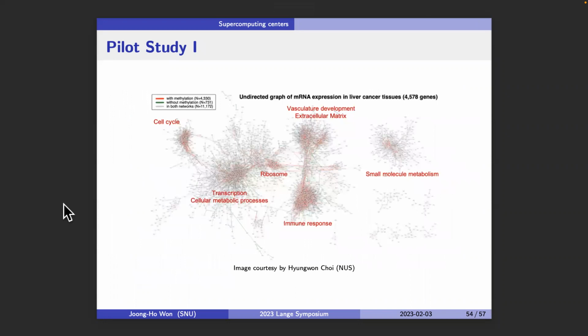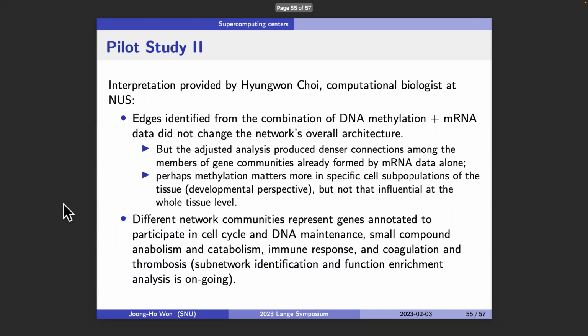So they look pretty much the same at a large scale. But the adjusted analysis, meaning adding this DNA methylation, produces slightly denser connections. That's probably because the methylation matters more in a specific cell subpopulation, but not that much at the whole tissue level. So that's probably the reason that those two networks are not very different.